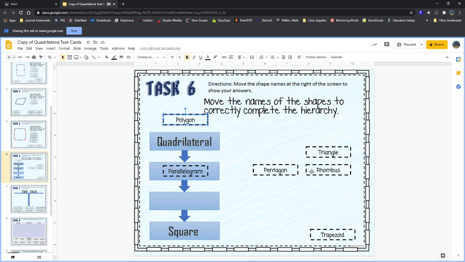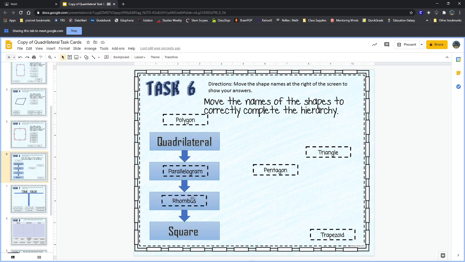Alexa, what do you think? Think, Alexa. Rhombus? Rhombus is the one that goes here in the middle. A rhombus is a special kind of parallelogram. It follows all the parallelogram rules about having two sets of parallel sides, but a rhombus has extra rules. Rhombus has to have four equal sides.